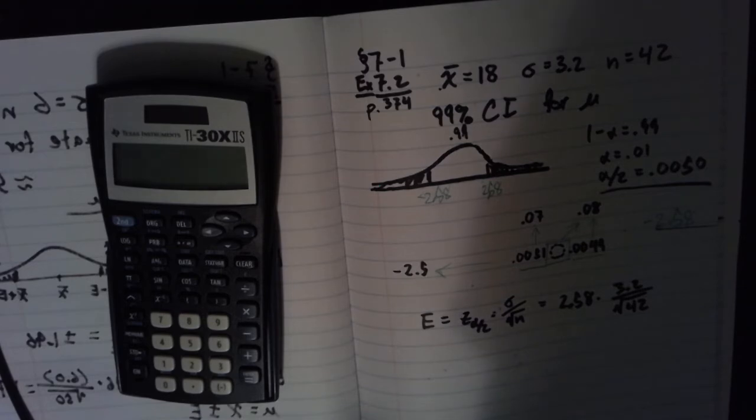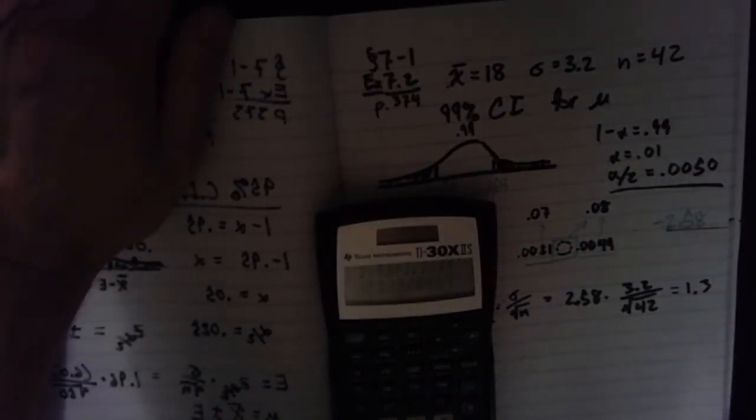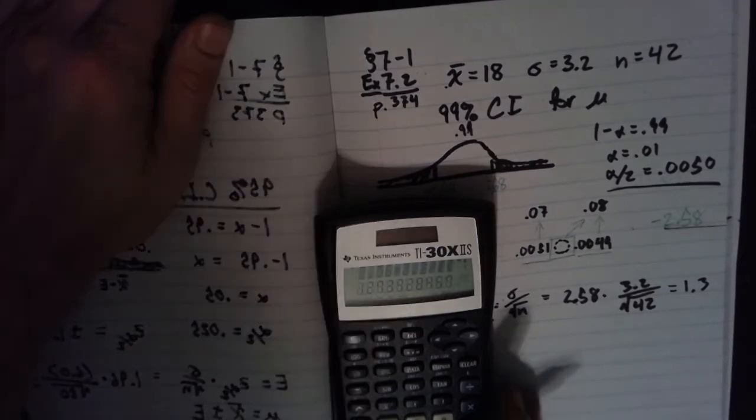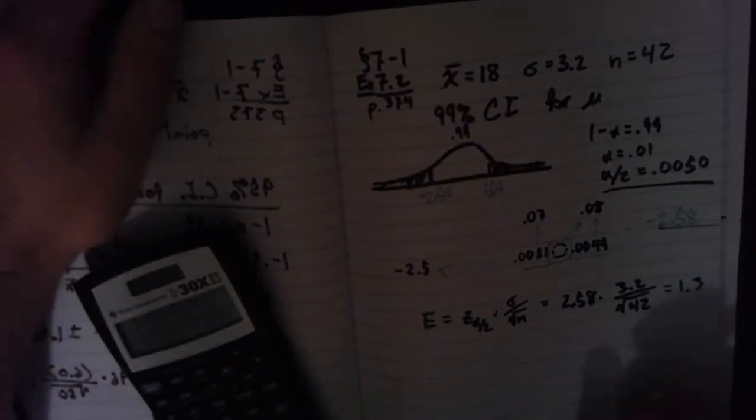All right, pause quickly. All right, so let's see. It's hard to read off of my calculator display. Oh yeah, there you go. 1.27, so we'll just call that 1.3. That's our margin of error.